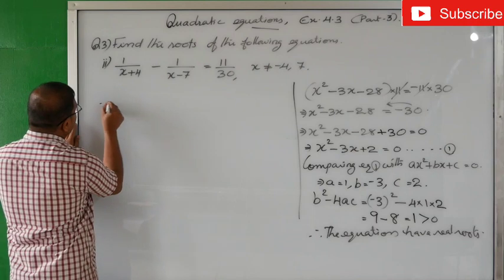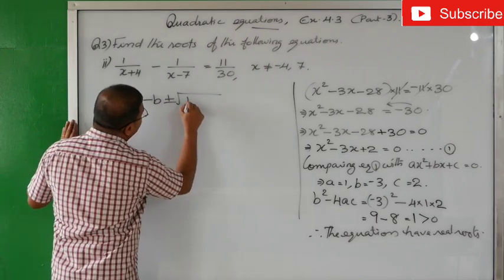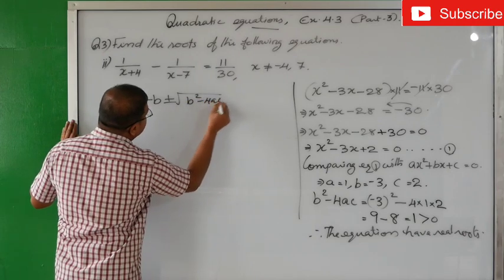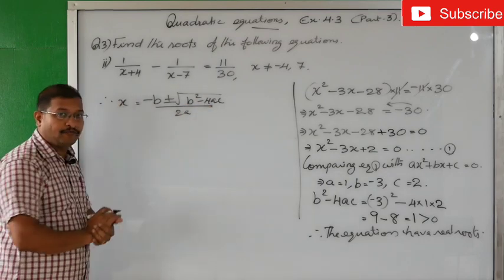Therefore, what will you write? x equals minus b plus or minus root of b square minus 4ac, by 2a. What is this? This is the quadratic formula, isn't it?